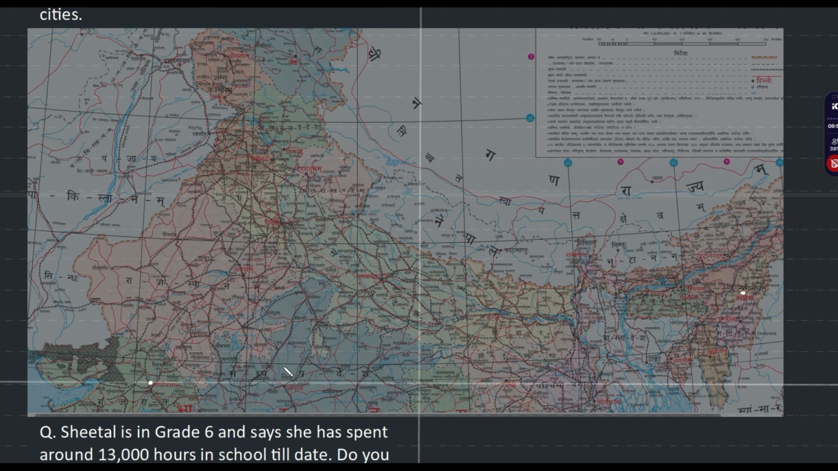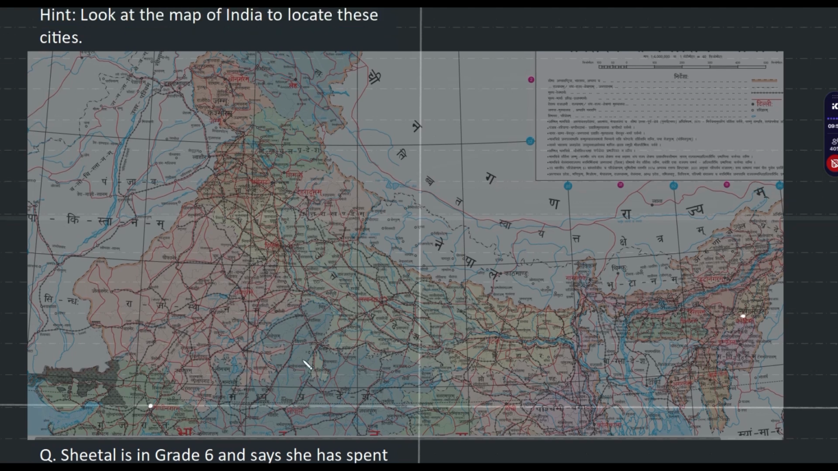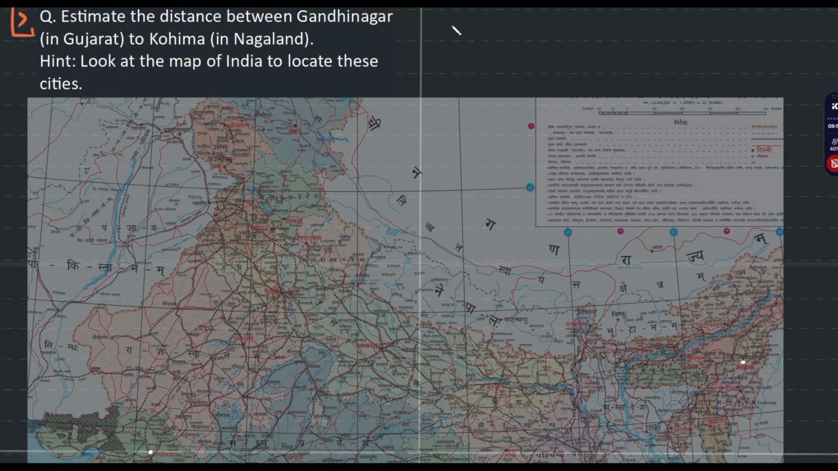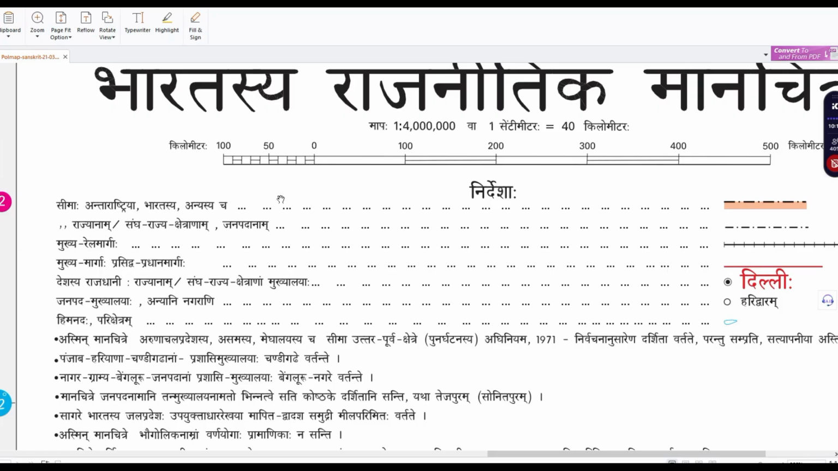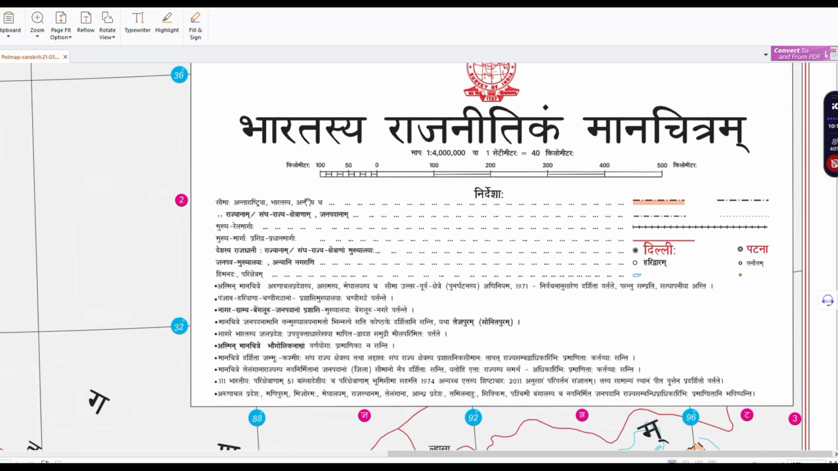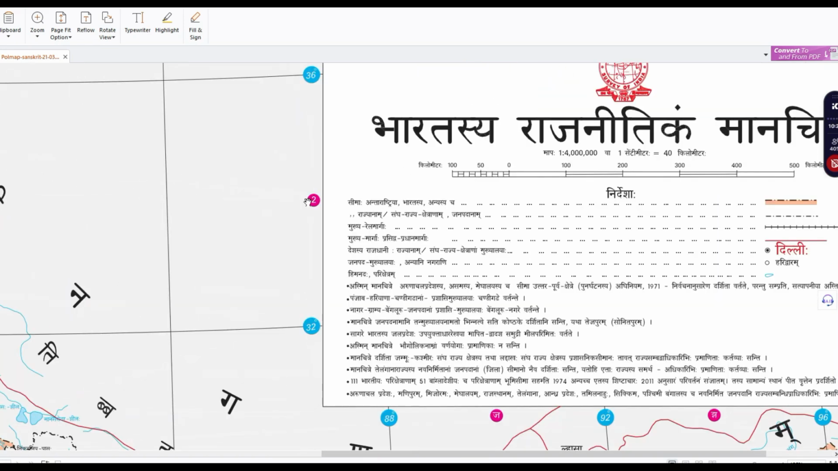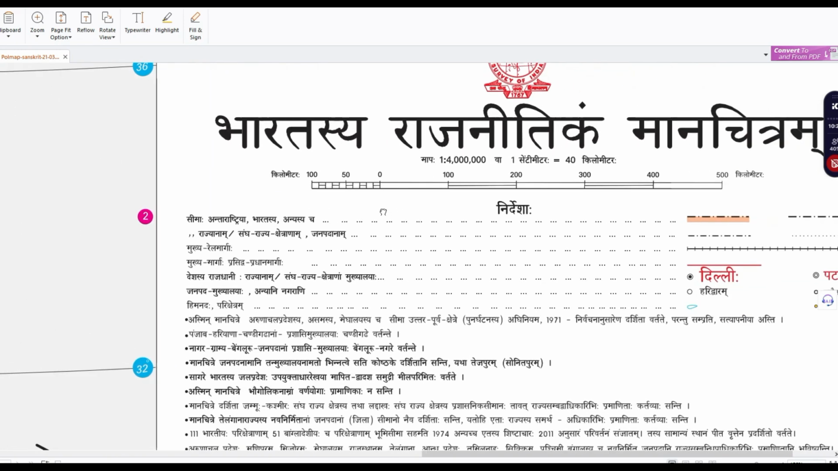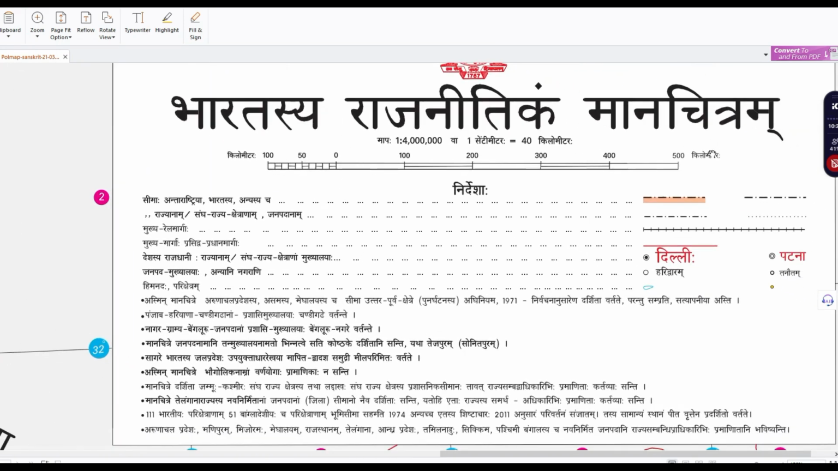Okay. So whenever you're using a map, we need to use something called a scale. This is something that I would want you guys to web search. Something called a scale. So in any good map, you have, this is the same map. This is a Sanskrit map of India. So this is called a scale.